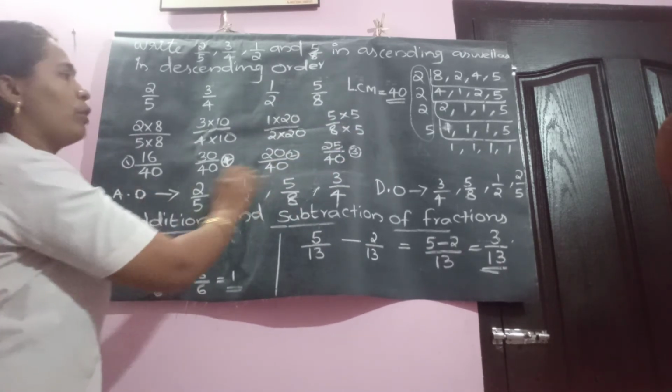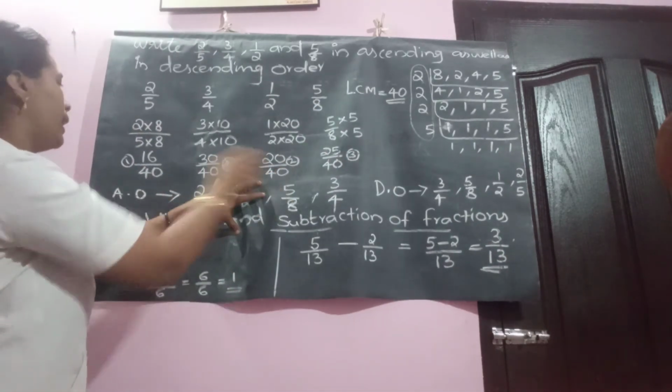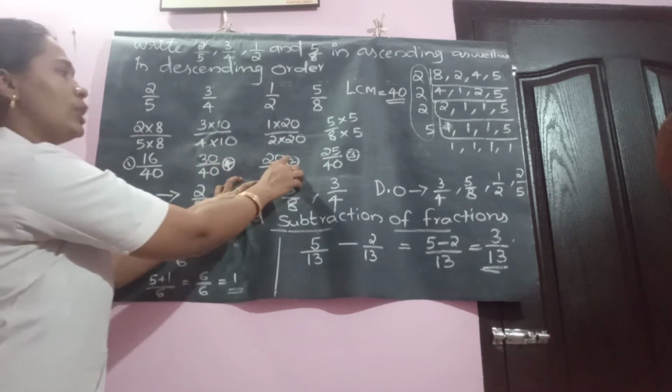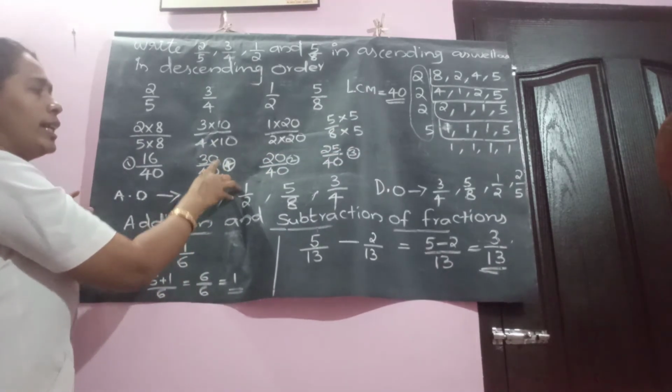Now you consider from small to big, you put the numbers. So the smallest number here is 16 by 40. Teacher has drawn 1 for it. 2 is 20 by 40. 3 is 25 by 40. Last number is 30 by 40.